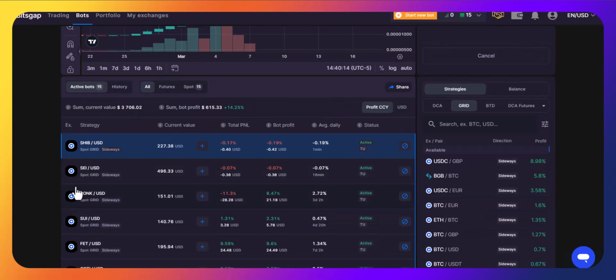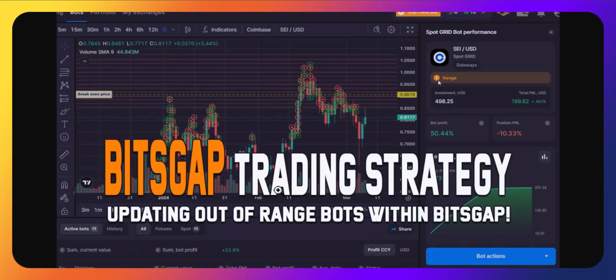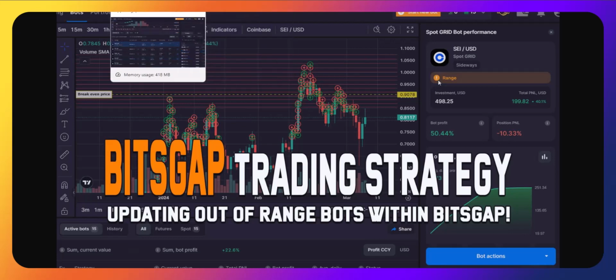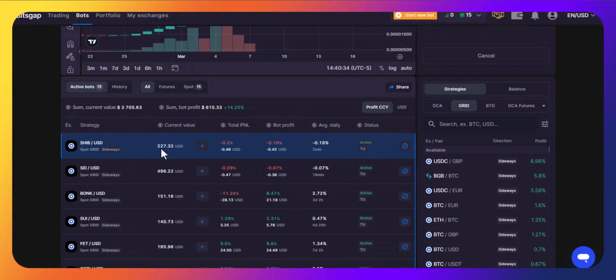And that is how you do your adjustments. That's how you take your out of range bots and put them back in range. I showed you how and what percentage we're now doing. You can add more cash flow to your bots. I put more cash into SEI because SEI is a bigger utility play than Shiba Inu, which is just a meme coin.